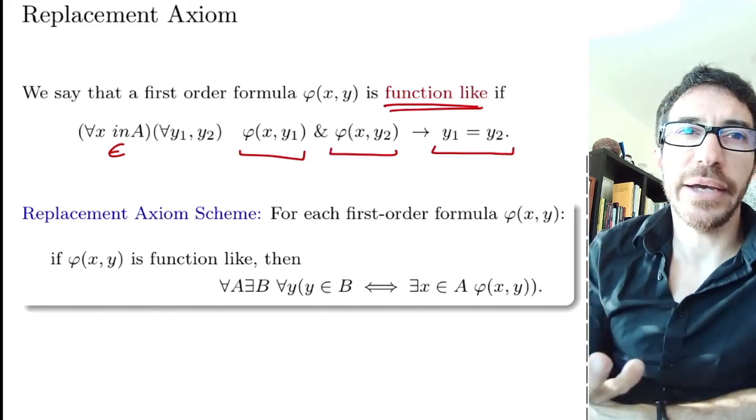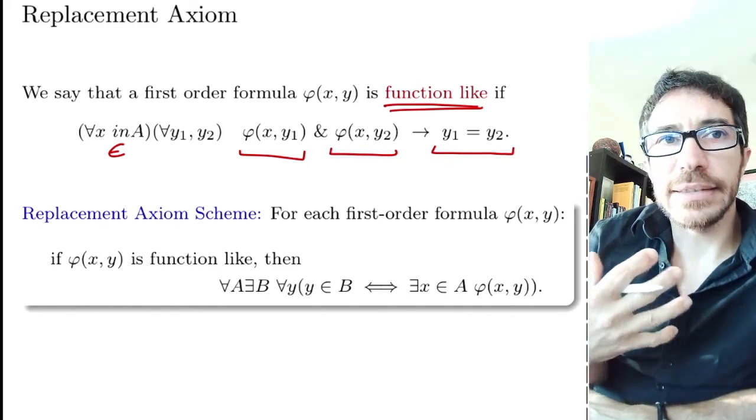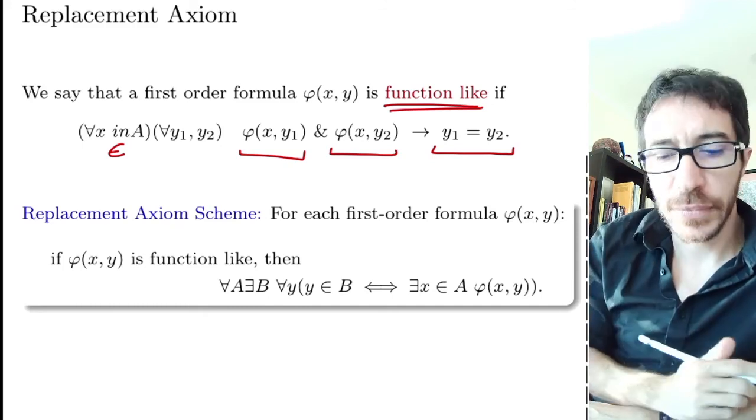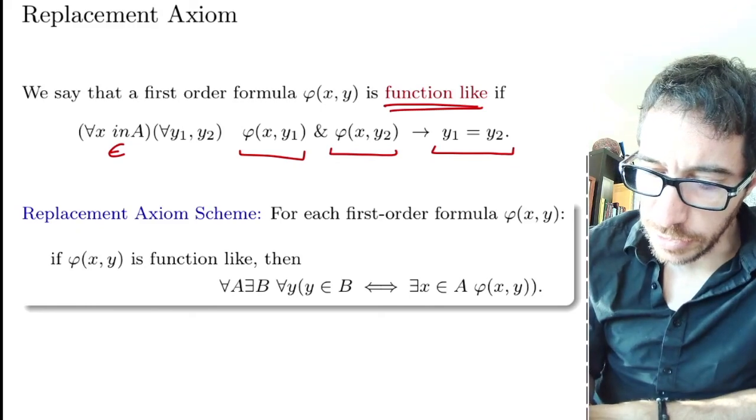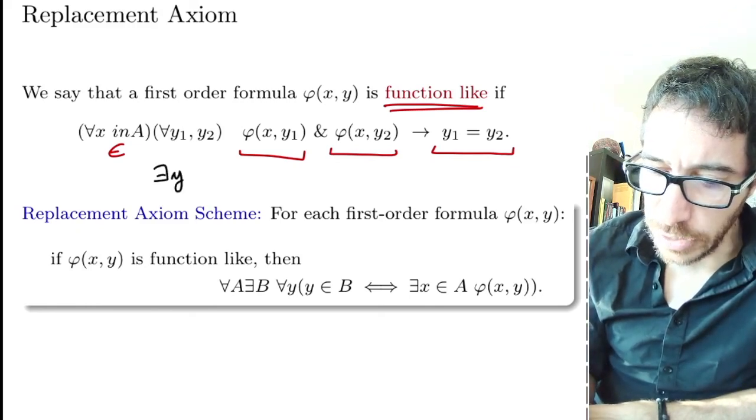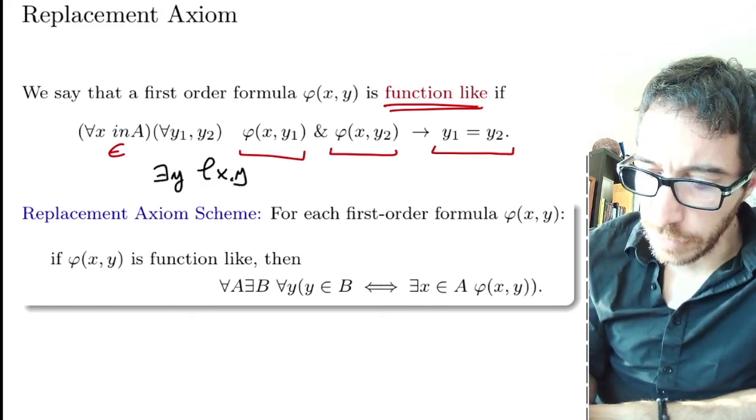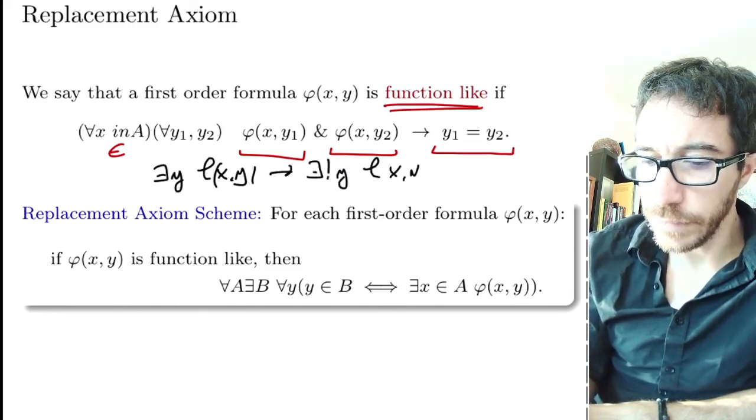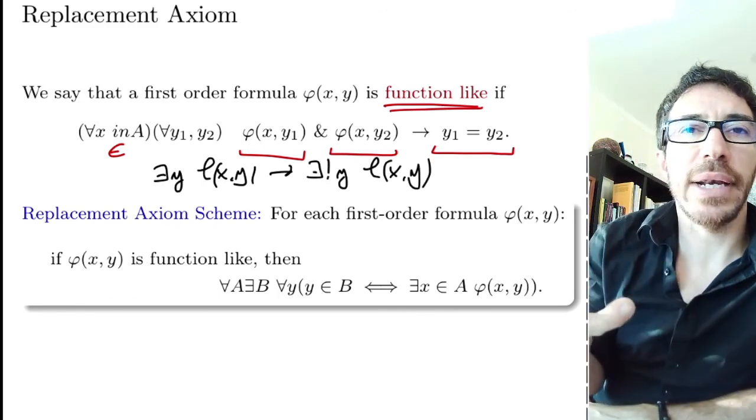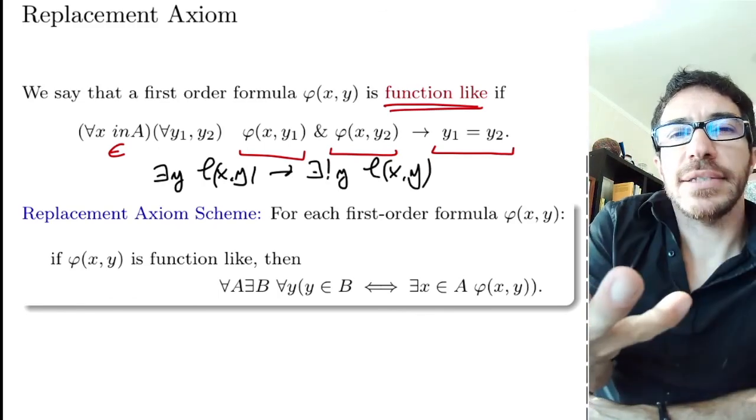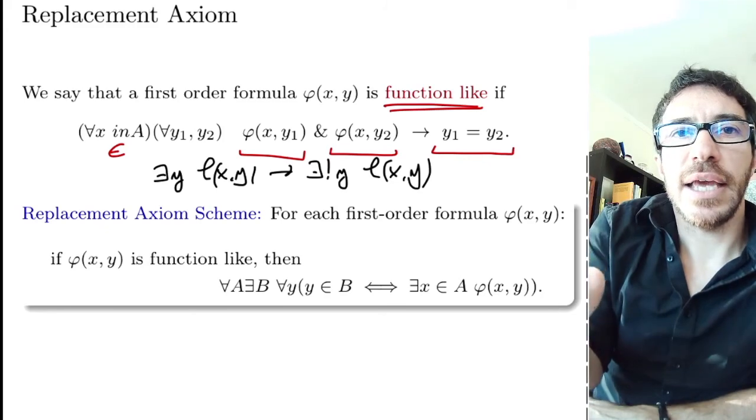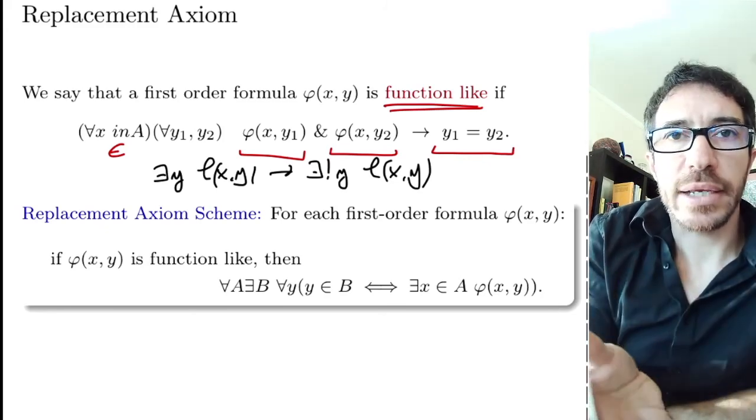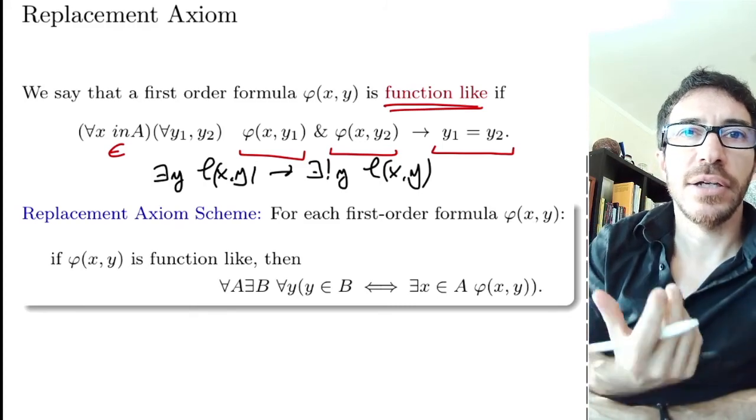So essentially this is saying that if phi of x holds with something, there is a unique something that it holds with. In other words, this is the same as saying that if there exists a y such that phi(x, y), then there exists a unique y such that phi(x, y). And that's why it's function-like: for every x, if there exists a y, then there exists a unique y that is related to x according to this function.